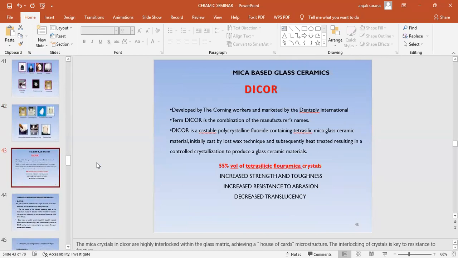In mica based glass ceramic, we have Dicor, developed by Corning workers and marketed by Dentsply International. The term Dicor is a combination of the manufacturer's name. Dicor is a castable polycrystalline fluoride containing tetrasilicic mica glass ceramic material, initially cast by the lost wax technique and subsequently heat treated, resulting in a controlled crystallization to produce a glass ceramic material. It has 55% volume of tetrasilicic fluor mica crystals. It increases strength and toughness, increases resistance to abrasion, and decreases translucency.